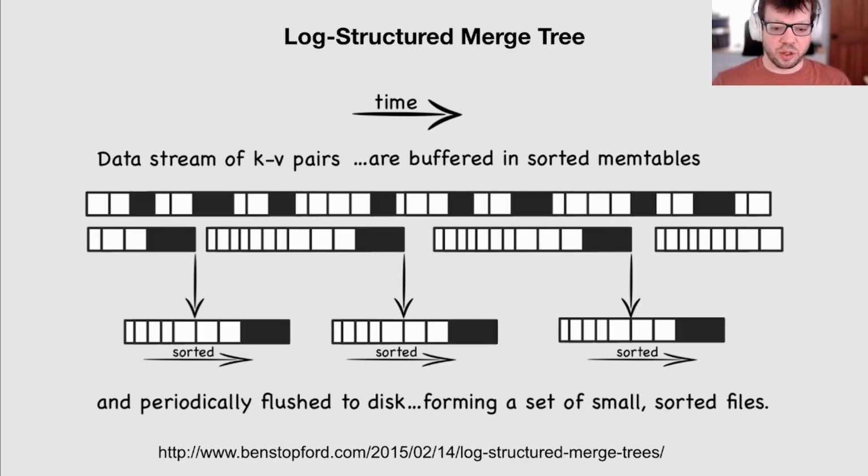The way that a log structured merge tree works, and this is a great diagram I shamelessly took from Ben Stopford's blog, I highly recommend checking out his blog, he explains this stuff way better than I could. Basically, we have data coming in, in this case key value pairs, being sorted and buffered into disk and then flushed to these small sorted files. These are those immutable segments that I was talking about earlier. Once we have those sorted files, we then have a background process that merges and compacts them.